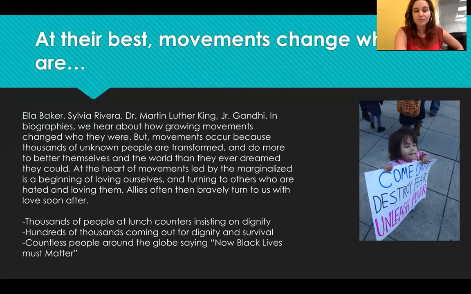At the heart of movements led by the marginalized is a beginning of loving ourselves and turning to others who are hated and loving them. Allies often then bravely turn to us with love soon after. So let's talk about some examples. Thousands of people at lunch counters insisting on dignity, hundreds of thousands coming out for dignity and survival as LGBTQ, countless people around the globe saying, now Black lives must matter. Now is the time.